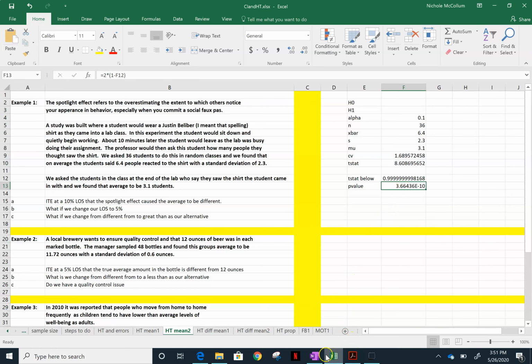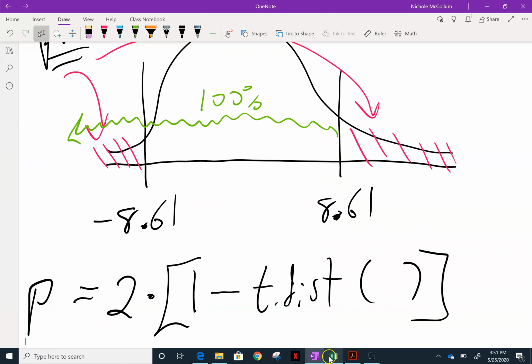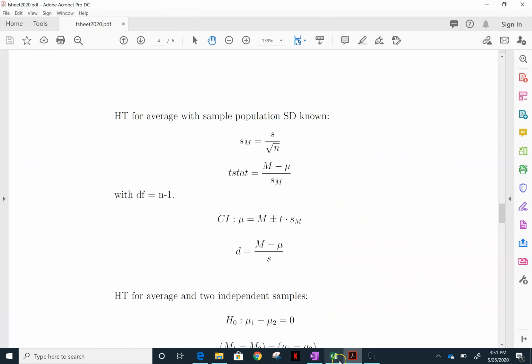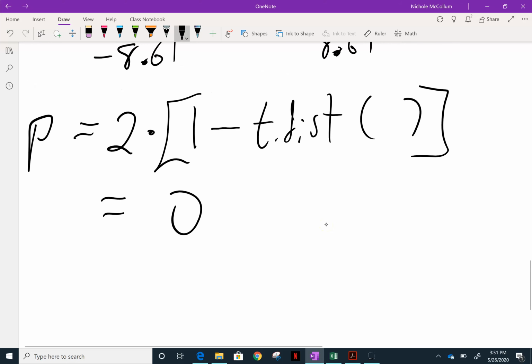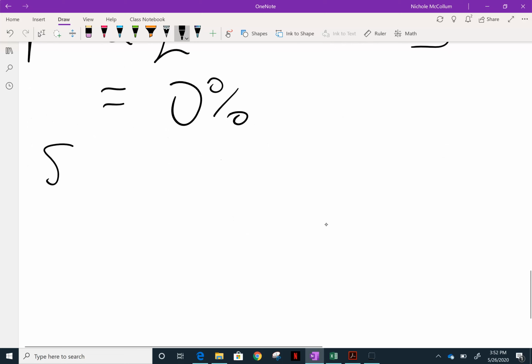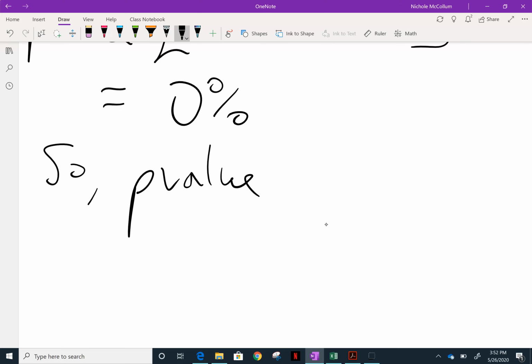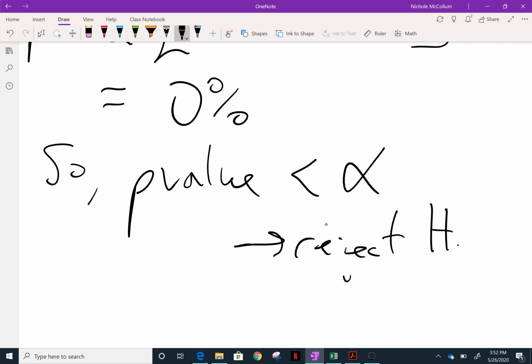All right, guys, let's go back to our paperwork here. Sorry, I'm jumping all over the place for no reason. So our p-value, you might as well say it's 0%. All right, it's roughly 0%. So what does that mean? Well, p-value less than alpha implies reject. That's our statement. If your p-value is less than alpha, you must reject H naught.